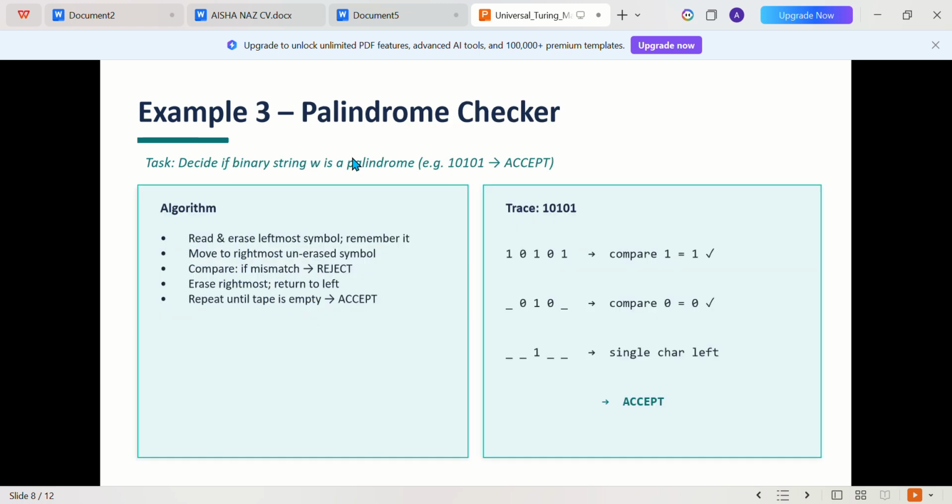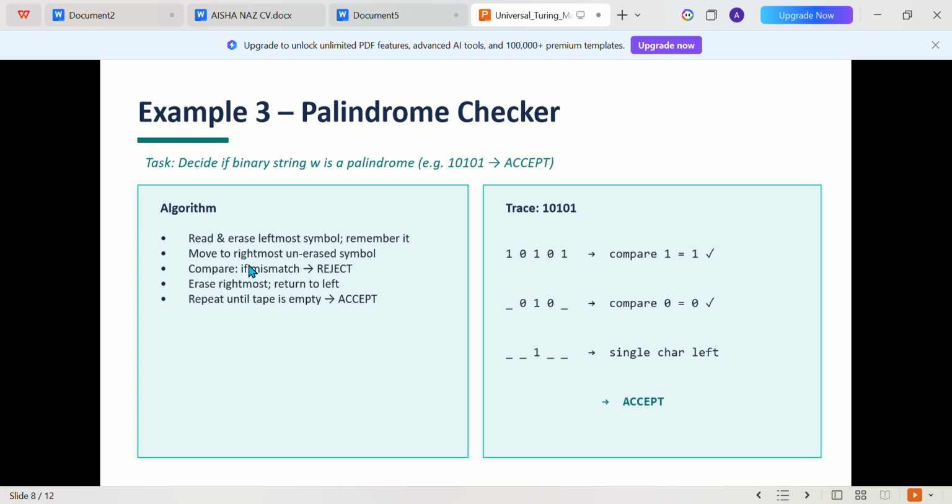The next is the palindrome checker. It decides if the particular string is a palindrome or not. So first of all, we'll read and erase the leftmost symbol, and the most important point here is to remember it. We will read it, erase it, and also remember it.